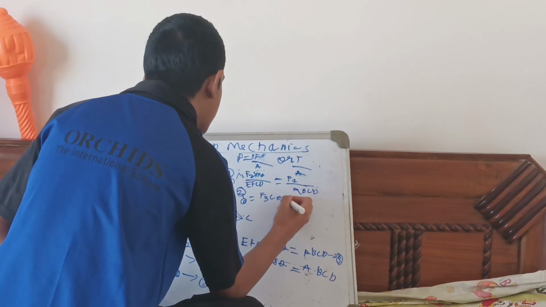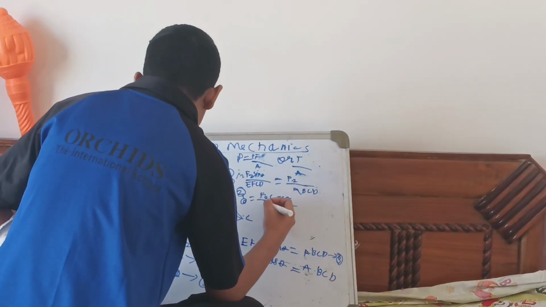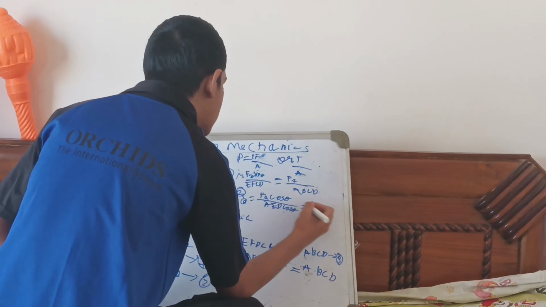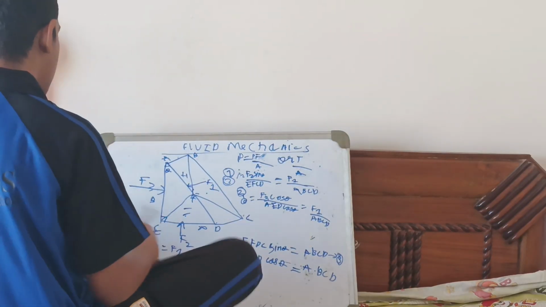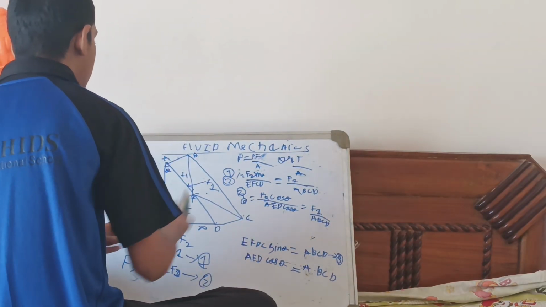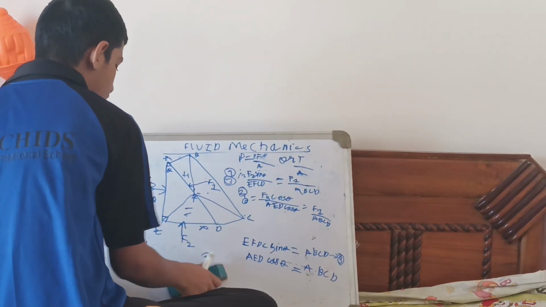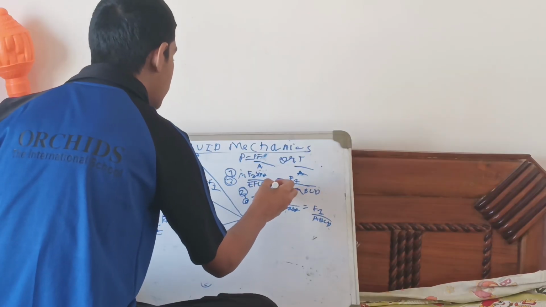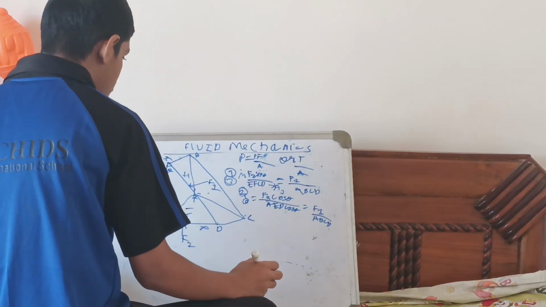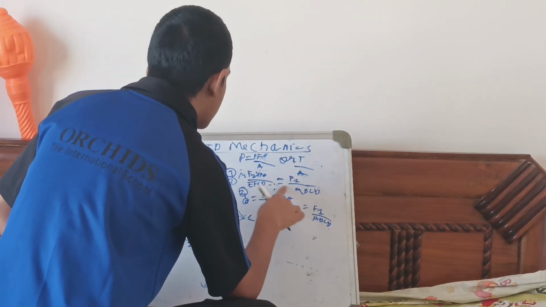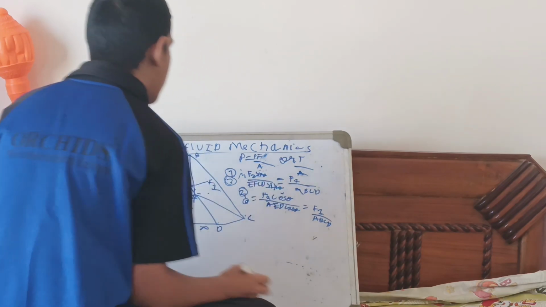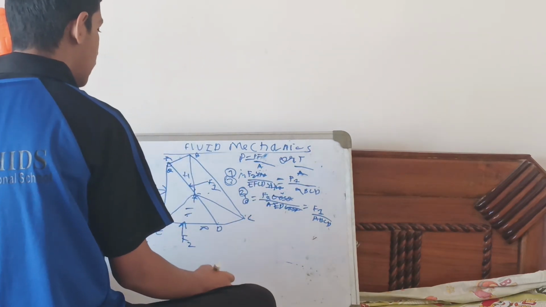F3 cos theta by AE cos theta. It is the same as F1 by ABCD. Now I am erasing. I hope it will not create a problem. Now take this as A1. Sine theta will get cancelled. Cos theta will get cancelled.